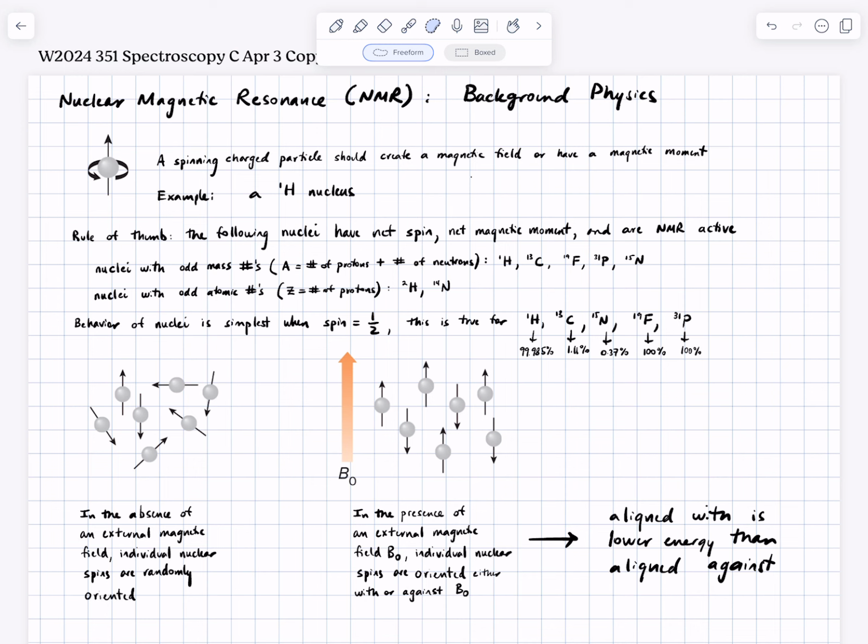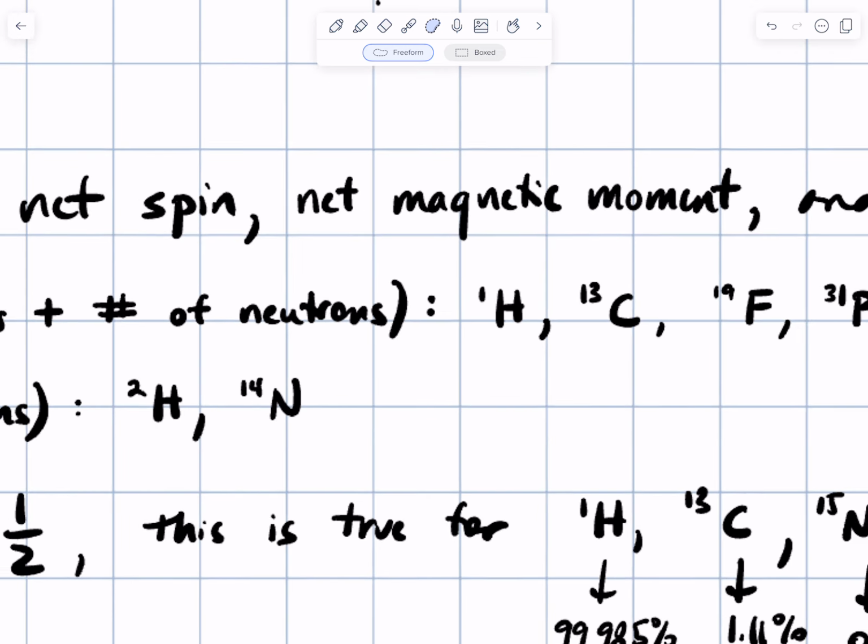I'm never going to ask you, does this isotope have net spin? You're never going to have to figure that out. People have already done that. But the point is that there are a lot of nuclei that we are interested in organic molecules that respond to a magnetic field. So hydrogen has an odd mass number.